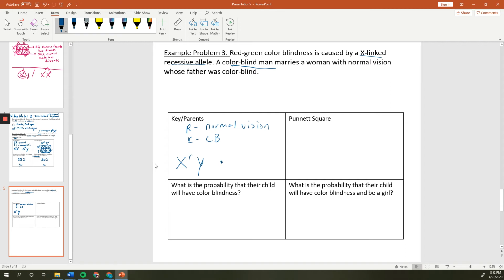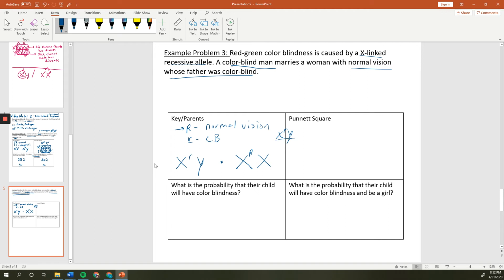All right, then the other parent, normal vision, whose father was colorblind. I like this. You got to get a little bit clever. So woman with normal vision. So we know she has one of these big R's. However, since her dad was colorblind, let's draw her dad up here. So X, little r, Y, right? Because he was colorblind, so this is what he had to be.